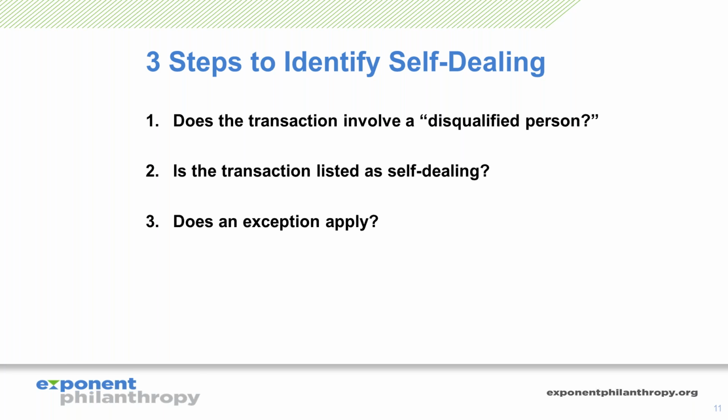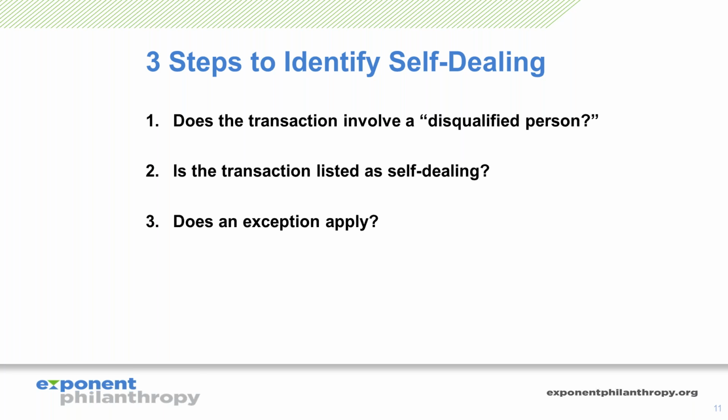And these are the 3 steps to identify self-dealing. First, you want to ask whether the transaction or arrangement at issue involves a disqualified person. And I always like to advise foundations, if your family structure is complicated or you have a lot of board members, sketch out who your disqualified persons are.